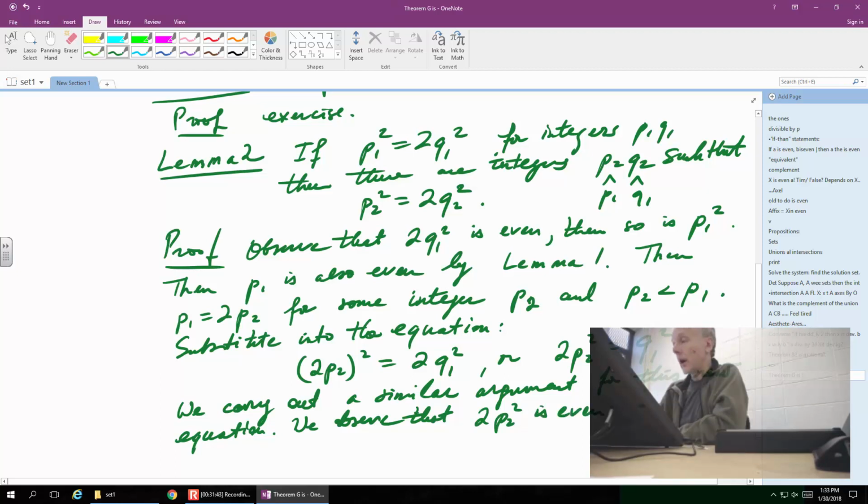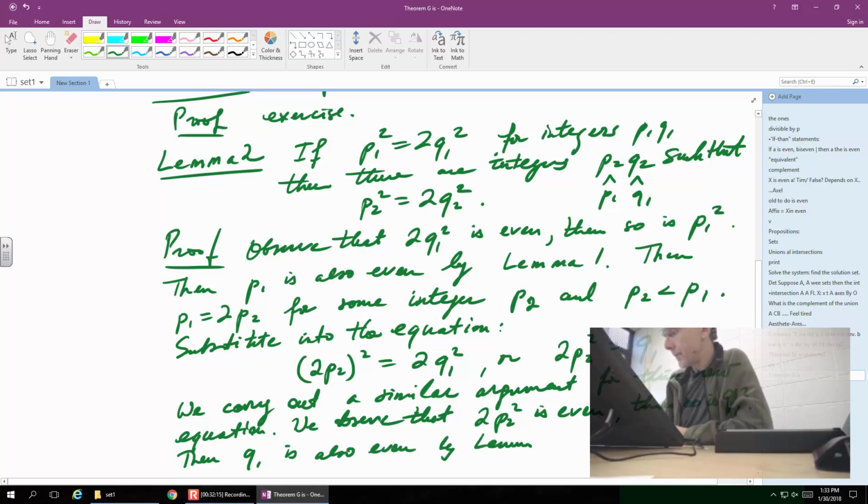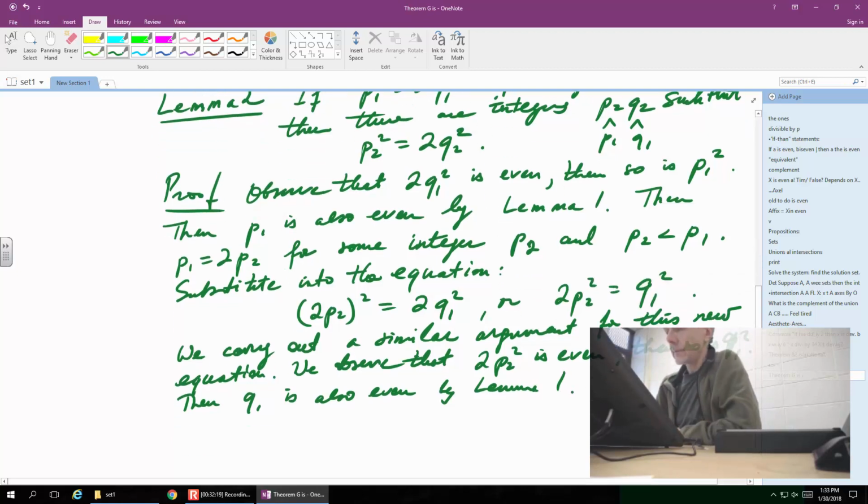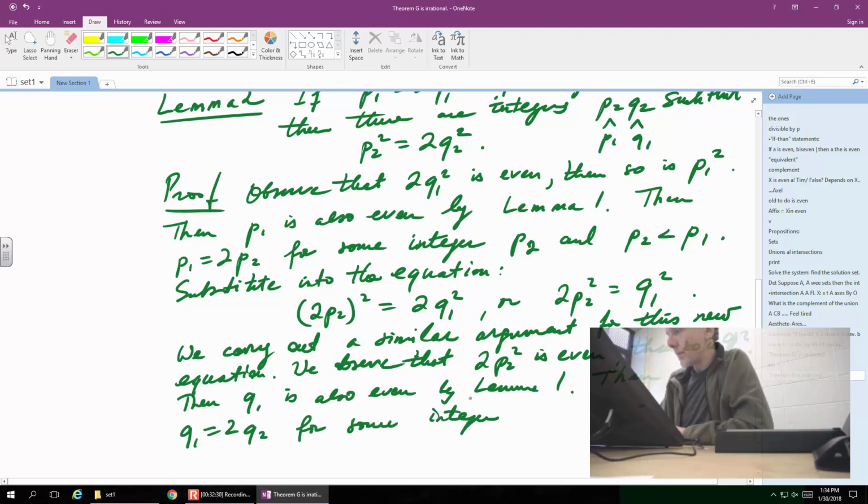So I'm looking at the last equation now. 2p2 squared is even, and so is, and then I could repeat it. If I was typing it, I would be doing copy and paste right now. I would copy the previous paragraph and just save some writing. Then so is q1 squared. Okay. Then that's right, q1 is also even by lemma 1. Then q1 is equal to 2q2 for some integer q2, and I put a comma here, q2 is less than q1.